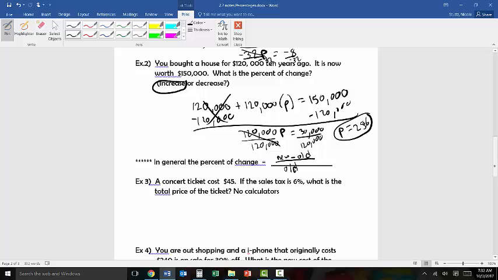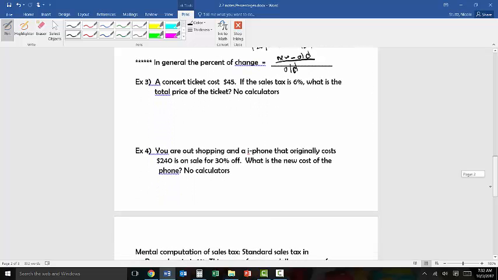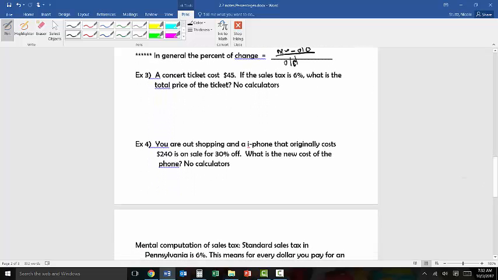So let's turn our attention to a sales tax problem because that's something that we see every day. So you're going to buy a concert ticket, it's $45. So you have sales tax at 6%. What is the total price of the ticket? So this is a little different. You're not finding percent change, you're actually calculating your new bill. So if you pay $45, you need to add on 6% of $45.